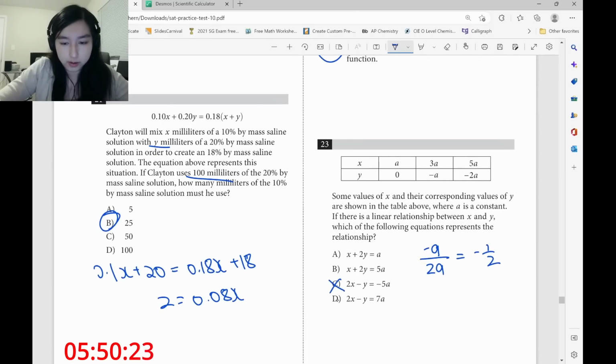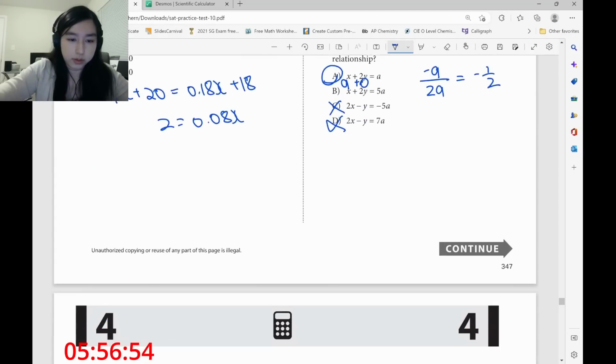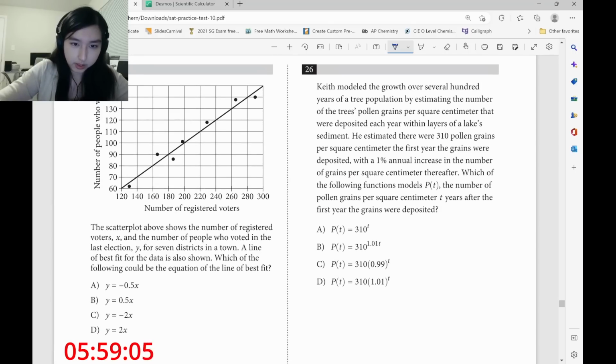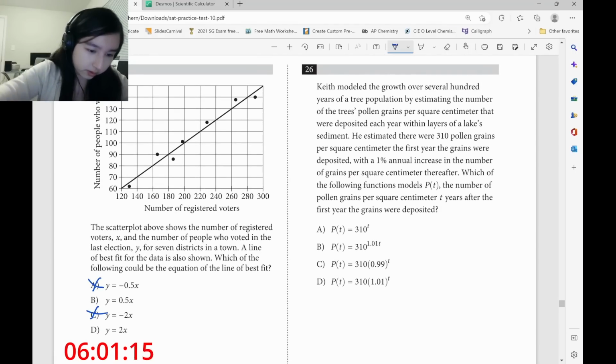So it's not C, it's not D. I plug it in. A plus 0 must equal a. It's going to be option A. Let's look at this. Increasing slope. Not this, not that. Slope is going to be 10 over 20. It's just going to be B.